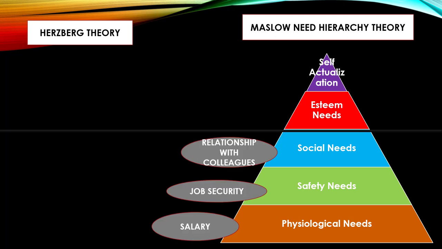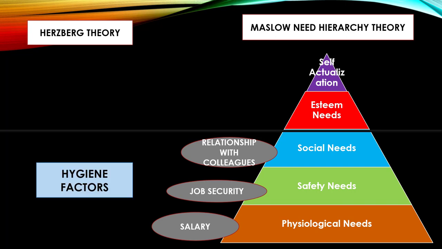Now salary can be a physiological need and job security is the safety need for the employee. And relationship with colleagues is one of the social needs. Now these needs, according to Herzberg, are clubbed and put as hygiene factors. So salary, job security and good relationships with colleagues are expected to be present by default at the workplace by an employee when they join an organization. That is why Herzberg has clubbed them as hygiene factors.